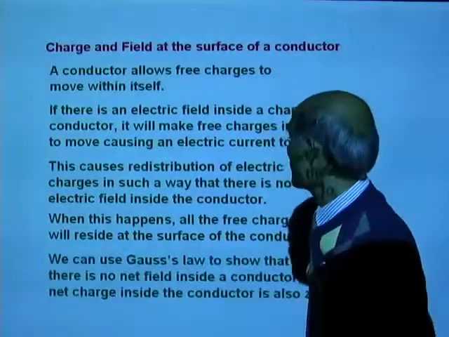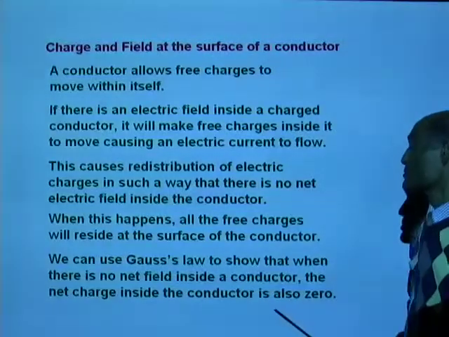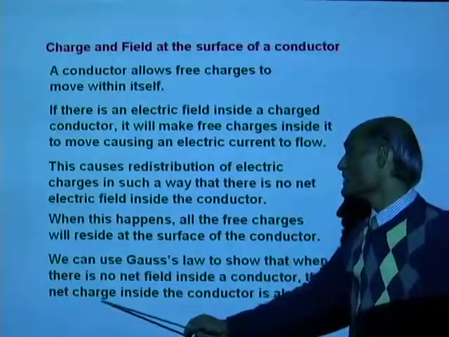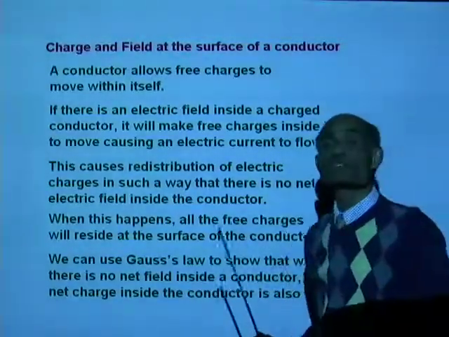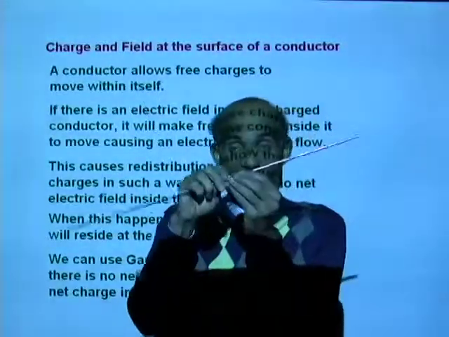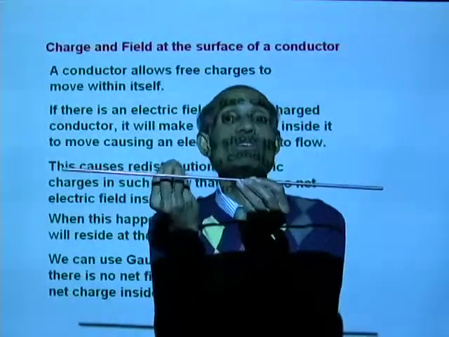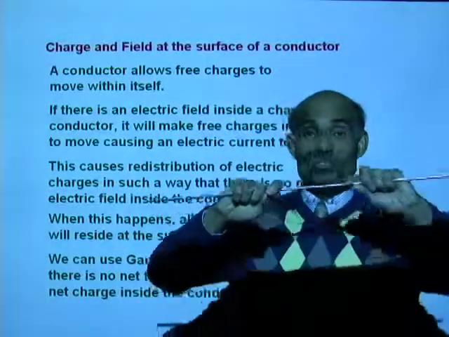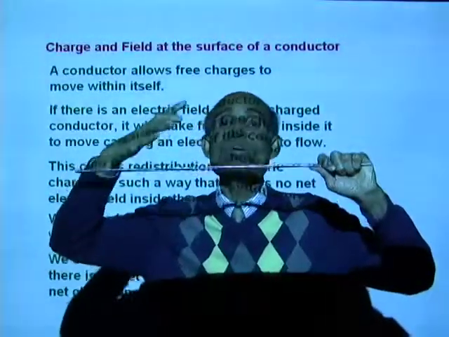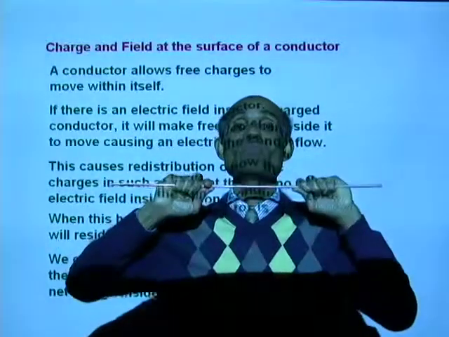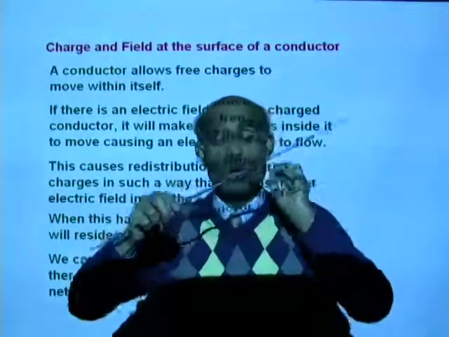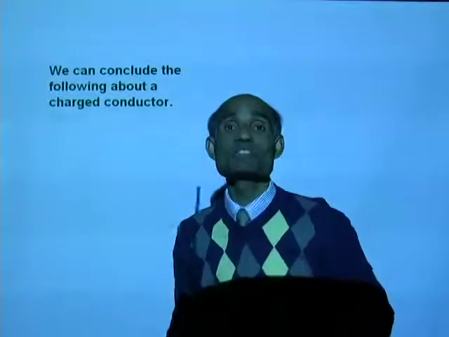We can use Gauss's law to show that when there is no net field inside a conductor, the net charge inside the conductor is also 0. You see, if there is no net field inside a conductor, that means there is no net charge. So, if you charge a conductor, if you supply electric charges to a conductor, where will all the free charges be found? They will all be found on the surface of the conductor. No electric charges will be found inside the conductor.